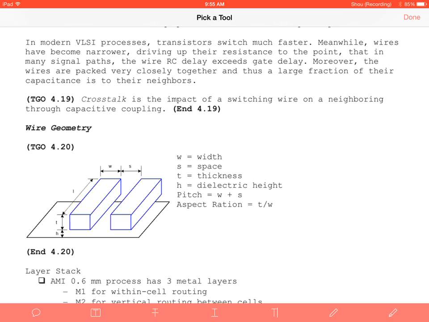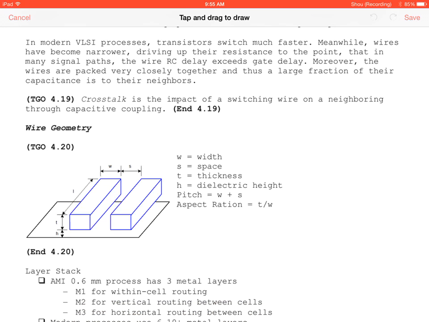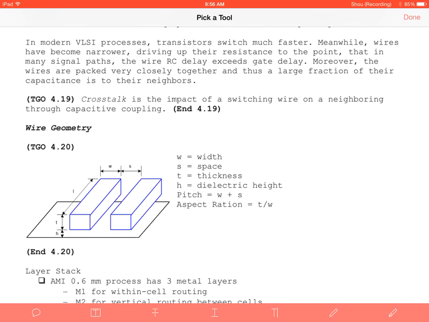So the other important one is this aspect ratio, which is the thickness over the width. And this becomes a very important concern. As your wires are getting smaller and smaller, your aspect ratios also impact power consumption. And we'll go into a couple example problems that describe that phenomena. And last, pitch is just the width plus the space.